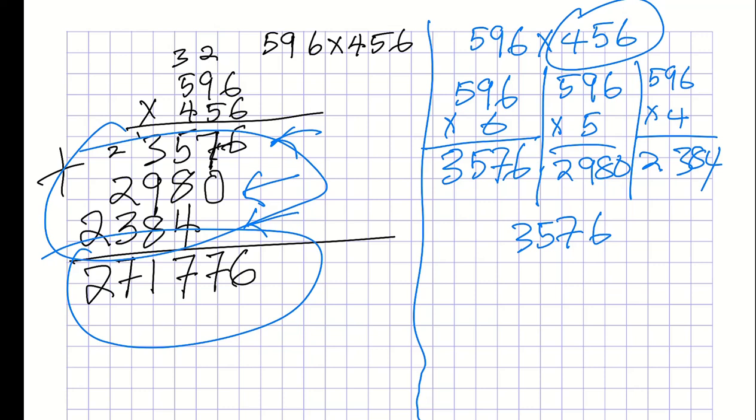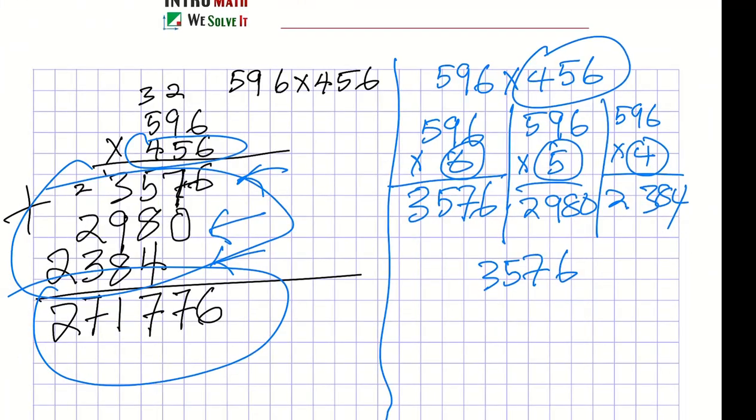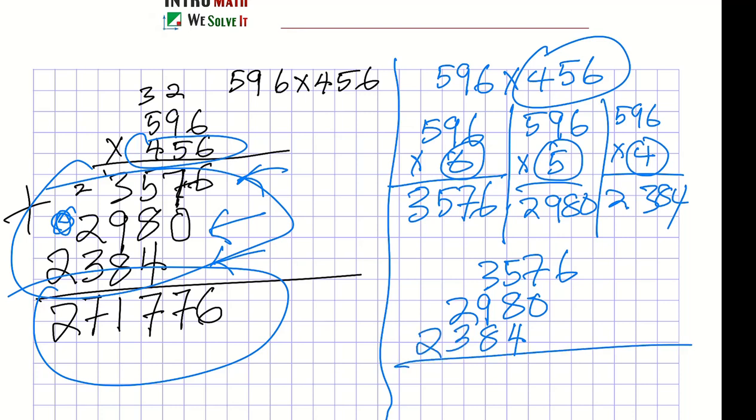Notice that 6 is on ones, right? 5 is on tens, and 4 is on hundreds. If you look over here, right? So we just give a space when we're writing multiplication by 5. We put it right here, 2980. That's the same thing we did here. Okay, and then we'll do the same thing with 4. We jump, one space, one more space, and then we'll start writing over here, 2384. Basically, that's it.